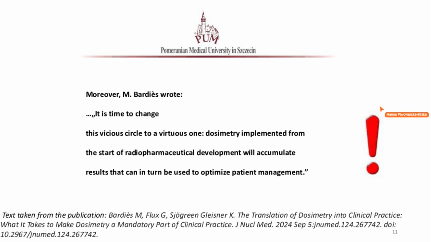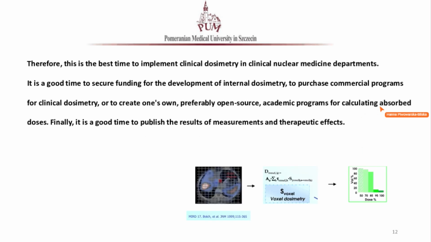The expert wrote, "It is time to change this vicious circle of clinical internal dosimetry. It should be turned into the circle which will treat patients. Dosimetry implemented from the start of radiopharmaceutical development will accumulate results that can in turn be used to optimize patient management. They can be used to optimize therapies for the patients." Therefore, this is the best time to implement clinical dosimetry in clinical nuclear medicine departments.